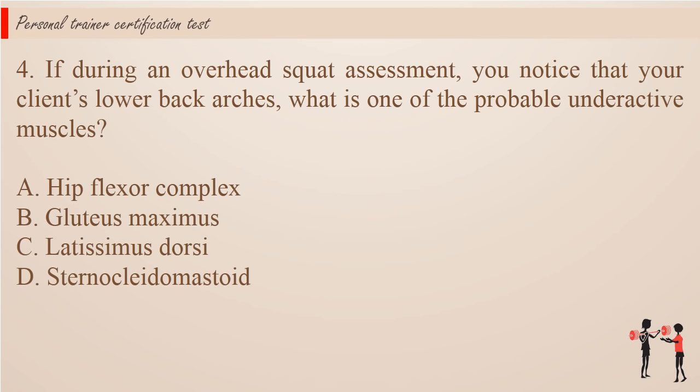Question 4. If during an overhead squat assessment, you notice that your client's lower back arches, what is one of the probable underactive muscles? A. Hip flexor complex. B. Gluteus maximus. C. Latissimus dorsi. D. Sternocleidomastoid.